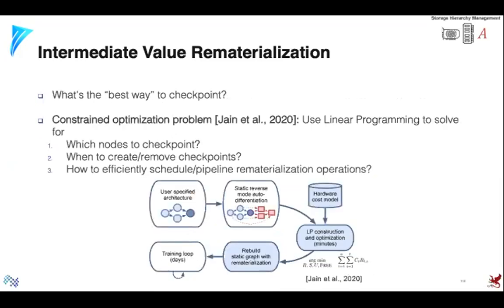So that leads to an optimization problem: where do we place the rematerialization checkpoints, or basically save points? I won't go into the details too much, but essentially this is an optimization problem that considers what nodes to checkpoint, when to create and remove the checkpoints, and how to schedule the rematerialization operations in a way that you don't exceed your memory budget while still being as fast as possible.